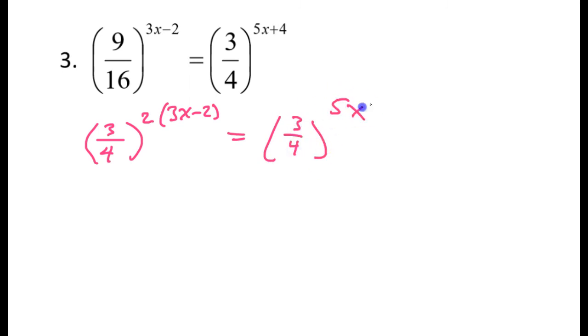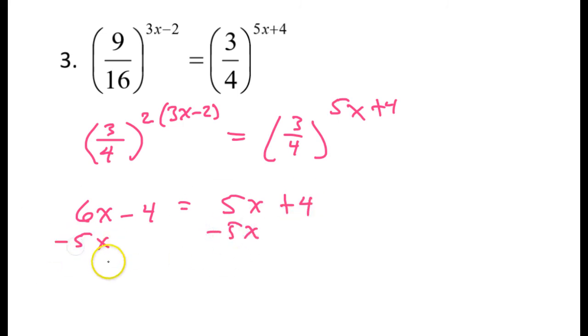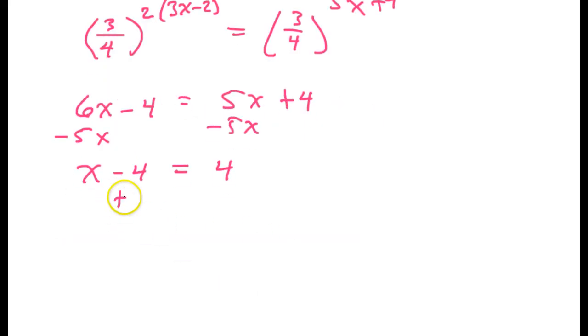So again, if the bases are the same, the exponents must be the same. So this is going to be 6x minus 4 is equal to 5x plus 4. So subtract 5x from both sides. That'll give you x minus 4 is equal to 4. If you add 4 to both sides, you get x equals 8.